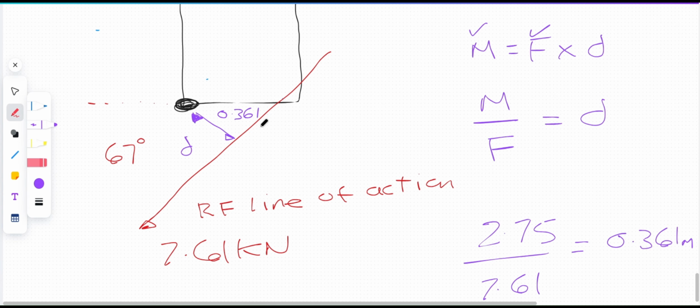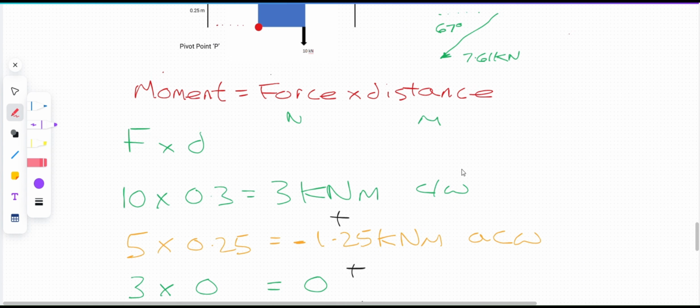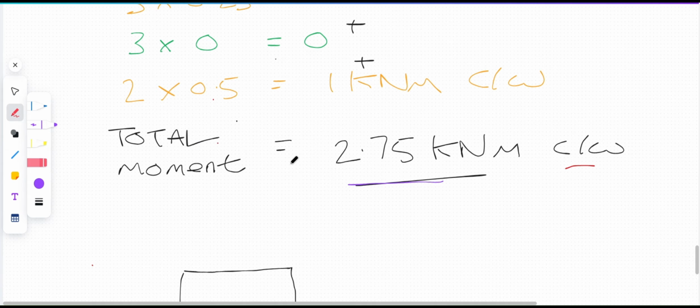So we now know the resultant force line of action. It's coming down like that at 67 degrees, 7.61. It's 0.361 of a meter away. It's going that way because it's going clockwise. So we've drawn the line of action there, look. Now we've got to find or draw the equilibrium. That just means equal and opposite. Equal and opposite, because it's spinning and we don't want it to spin.